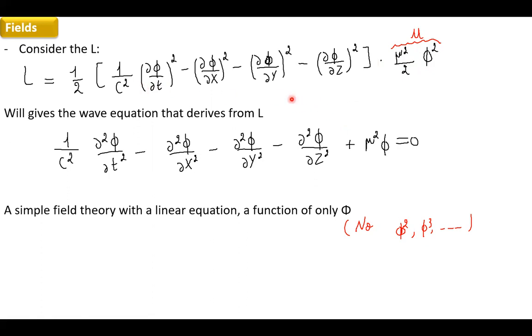Okay, so this will give us the wave equation that you already know, which is 1 over c squared del squared phi over del t squared minus the second derivatives with respect to the space variables. Here we are taking the derivative of L with respect to each of the variables, so the sum of all partial derivatives of L, here we are calculating del L over del x mu, according to the Euler-Lagrange equation.